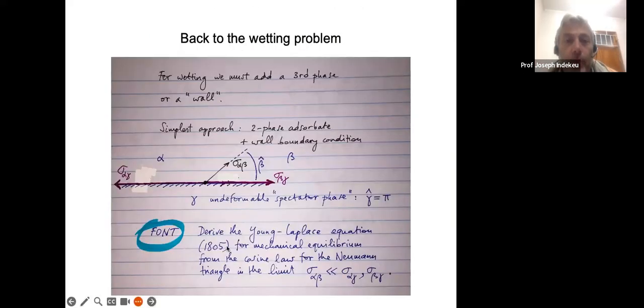Now back to the wetting problem. Let's see how we're doing on time. Okay, I still have 10 minutes. Back to the wetting problem. For wetting, we need a third phase.